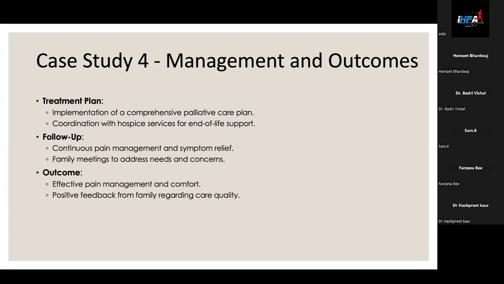The outcome measures which we used were effective pain management and comfort, and positive feedback from family regarding the care quality. So what we got from here was not the numbers, but actually the feedback that we were getting from the patients.